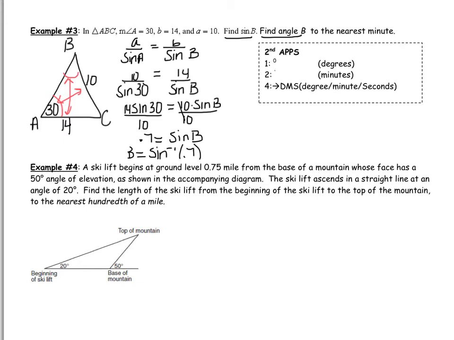So in the calculator, second sine, second answer, because the 0.7 should already be there. And that tells us that B is equal to about 44.4. But the question is asking for the angle to the nearest minute. So we have to hit, notice how I have the steps here, second apps. So go ahead and type that in, second apps. And we want degrees minutes seconds. So second apps 4. So your answer, it should say in your calculator, answer DMS.